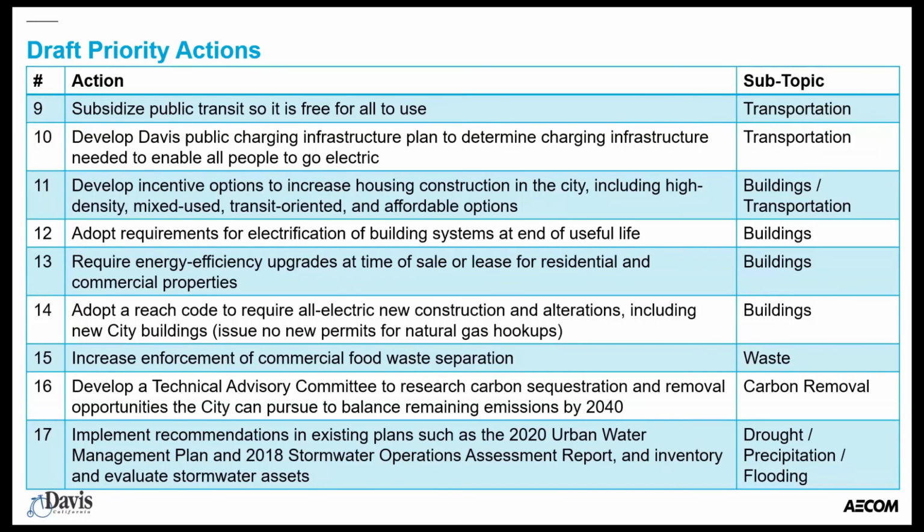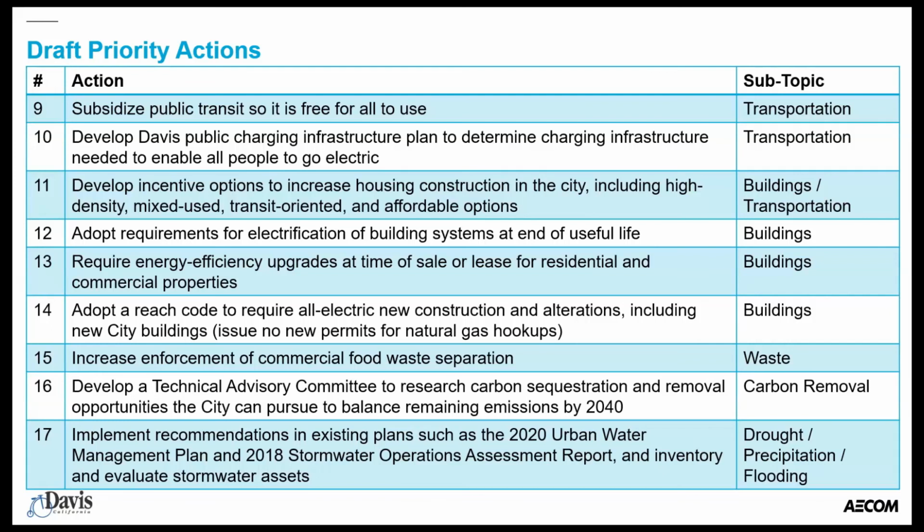Develop Davis public charging infrastructure plan to determine charging infrastructure needed to enable all people to go electric. Develop incentive options to increase housing construction in the city, including high-density, mixed-use, transit-oriented, and affordable options. Adopt requirements for electrification of building systems at end of useful life. Require energy efficiency upgrades at time of sale or lease for residential and commercial properties. Adopt a REACH code to require all electric new construction and alterations, including new city buildings. So that's issue no new permits for natural gas hookups.